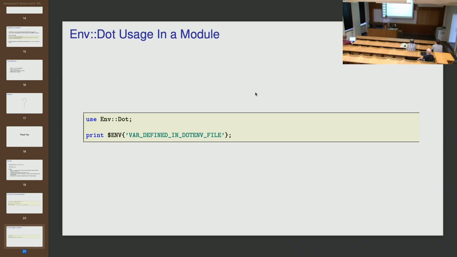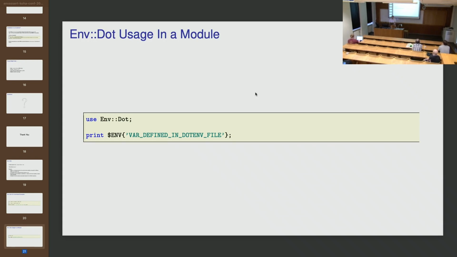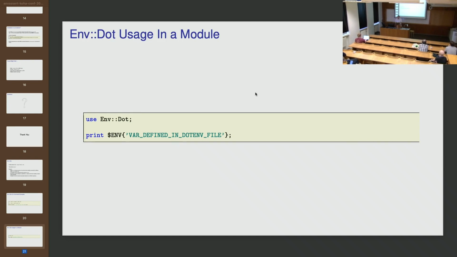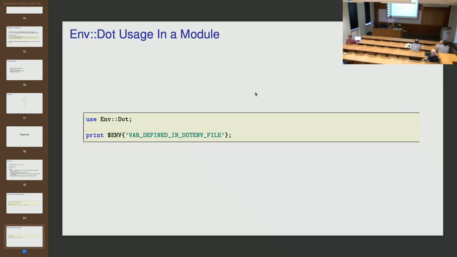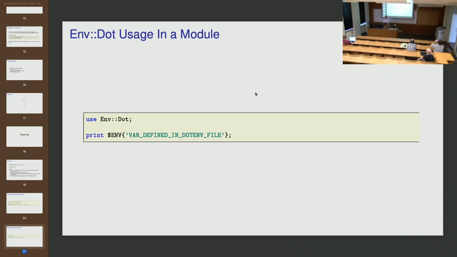Env. is also usable in a module. And if you use it this way, then it will not automatically break the run if the .env file doesn't exist, but it will just complain about that. And you can even disable that one.